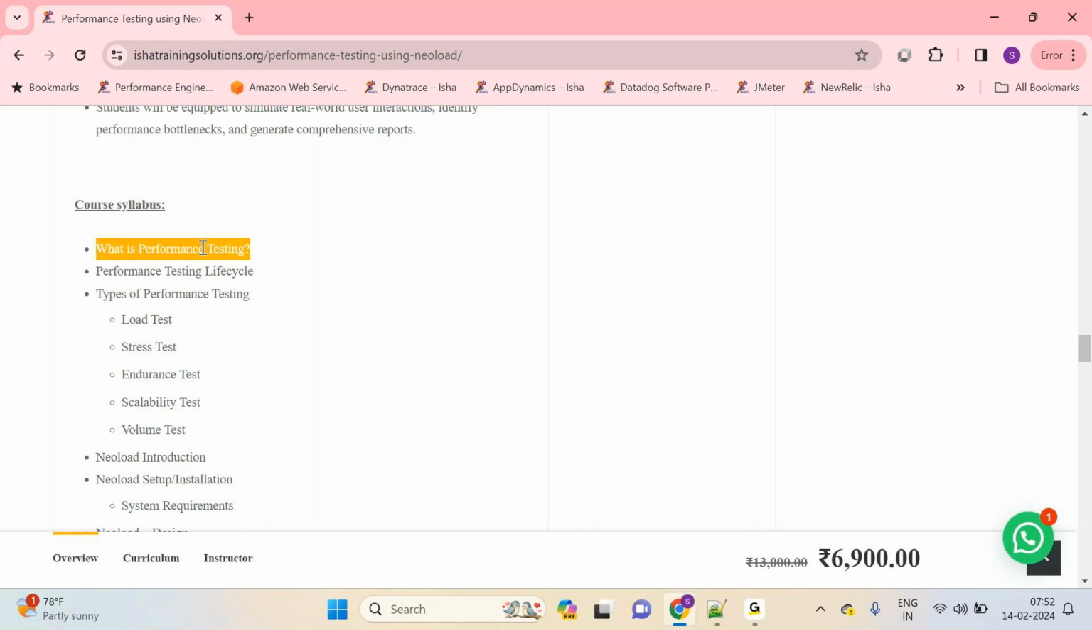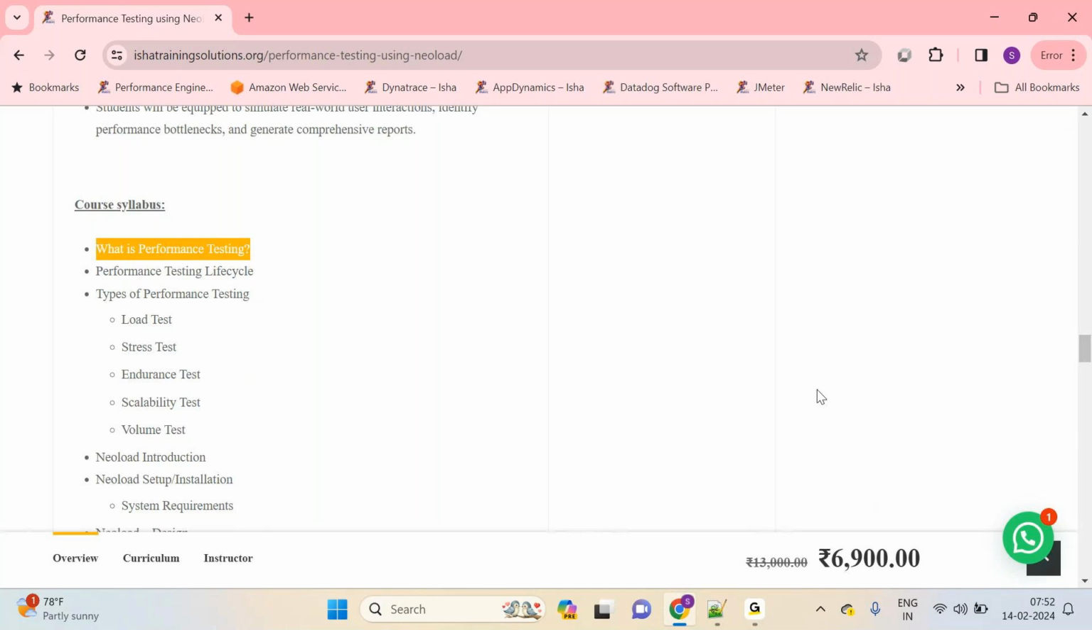So SDLC people are following, and I told you manual testing or functional testing, right? Those people also follow a life cycle, which is STLC, software testing life cycle. So similarly, the performance testing team also follows a life cycle, which is PTLC, performance testing life cycle.